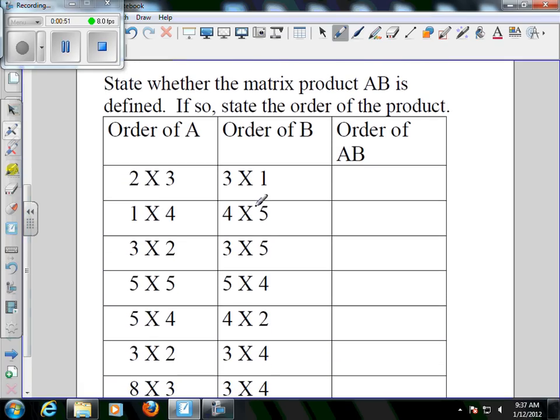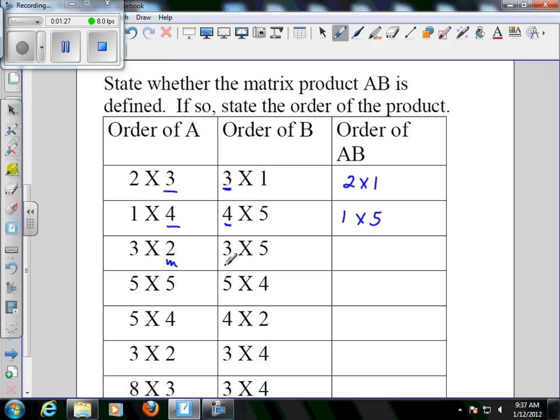State whether the matrix product AB is defined. If so, state the order of the product. So basically, we're looking to see if the middle numbers here are the same. So they are, the number of columns and the number of rows are the same, so we end up with a 2 by 1 matrix. Just take the resulting numbers on the end. Here, the middle numbers are the same, so take the end numbers. We get a resulting 1 by 5 matrix when we multiply matrices A and B together.